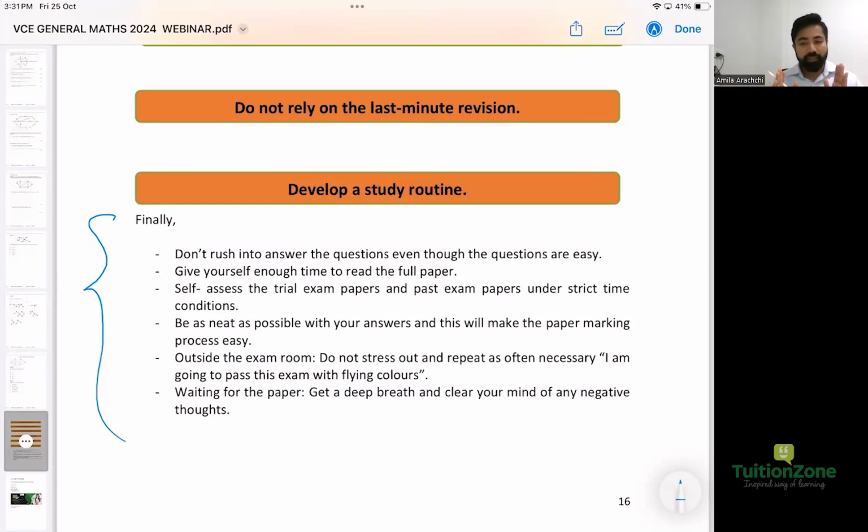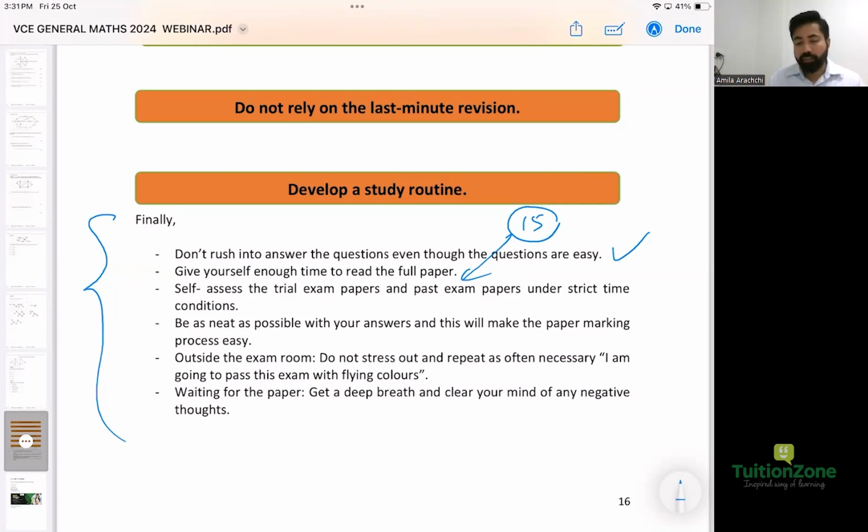Read it again, it might be tricky. And then the next one. Give yourself enough time to read the full paper, which is what I'm talking about with the reading time. At the beginning, we discussed it. So try to keep proper gaps or maybe divide into 3 sections, as I mentioned. But reading time must be used for reading. I know some of them think, oh, I'll maybe try 3 questions fully.